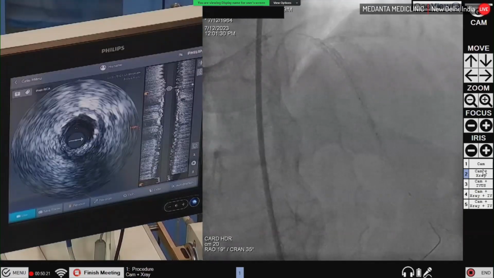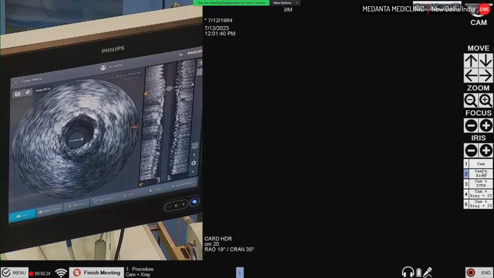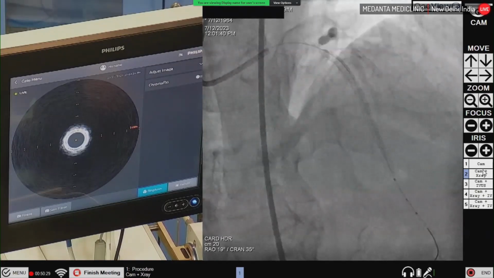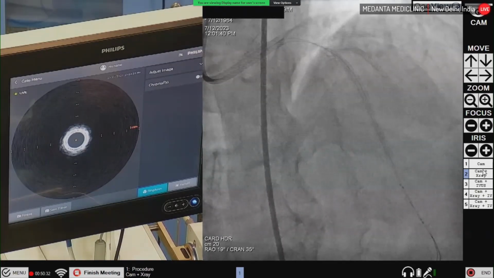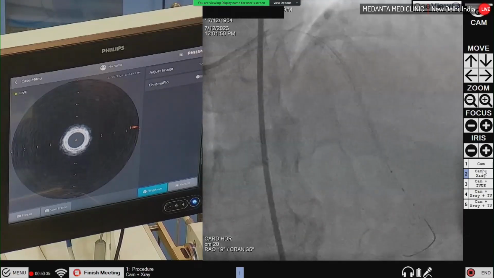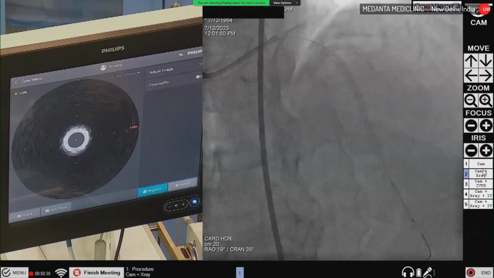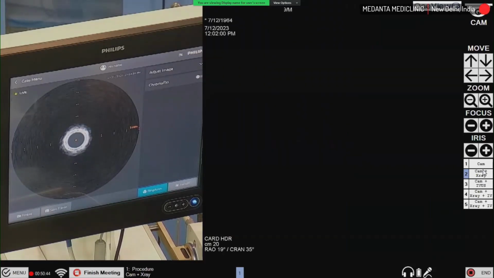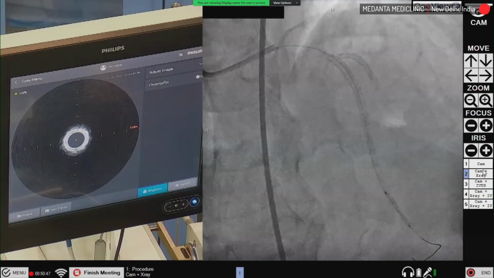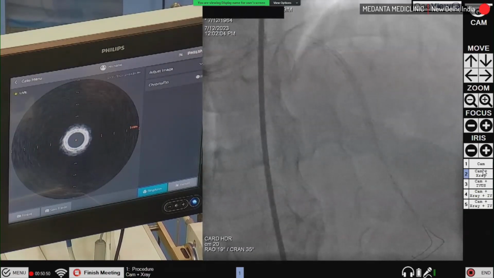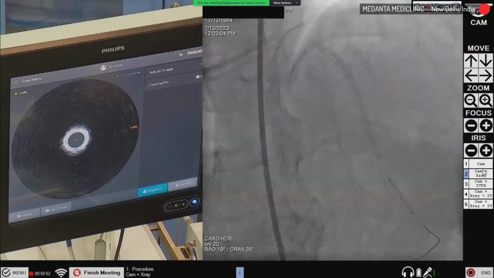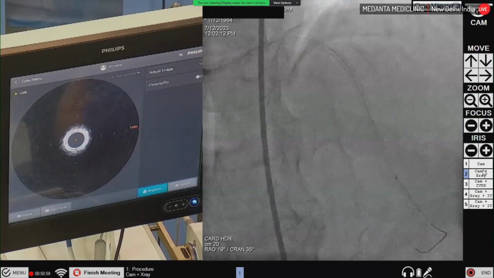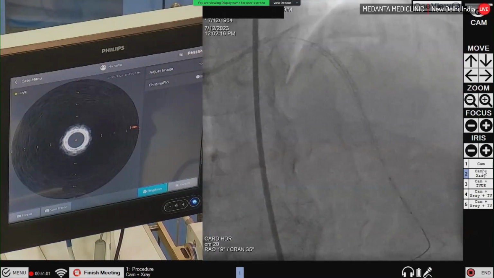Okay, check please. Okay, go up. 1, 2, 3, 4, 5, 6, 7, 8, 9, 10, 11. That's nice. 12. So this is a 12 atmospheres Wolverine 2 into 15. Go up a little bit more. 13. Okay, that's good. So in small vessels, and especially if we are planning a DEB, better to atherectomize as much as possible. Deflate.